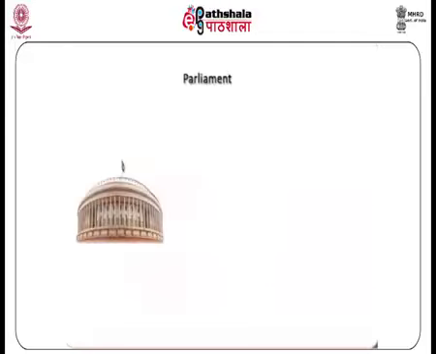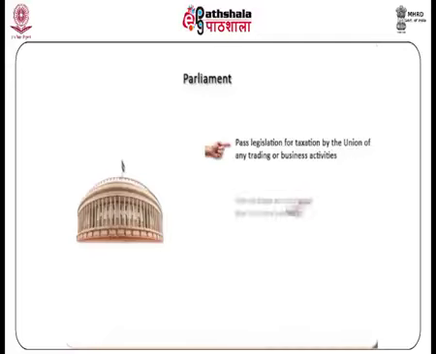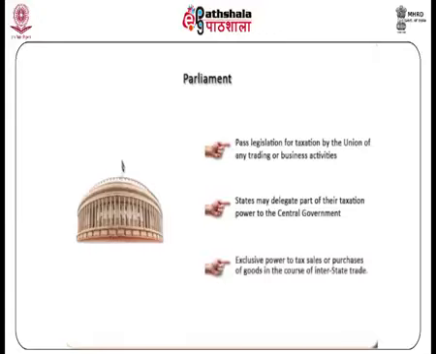The parliament may, however, pass legislation for taxation by the union of any trading or business activities of a state, which are not part of the ordinary functions of the government. States may delegate part of their taxation power to the central government, as has happened in the case of agricultural land being included in the purview of the estate duty in many states. Parliament has exclusive power to tax sales or purchases of goods in the course of interstate trade.